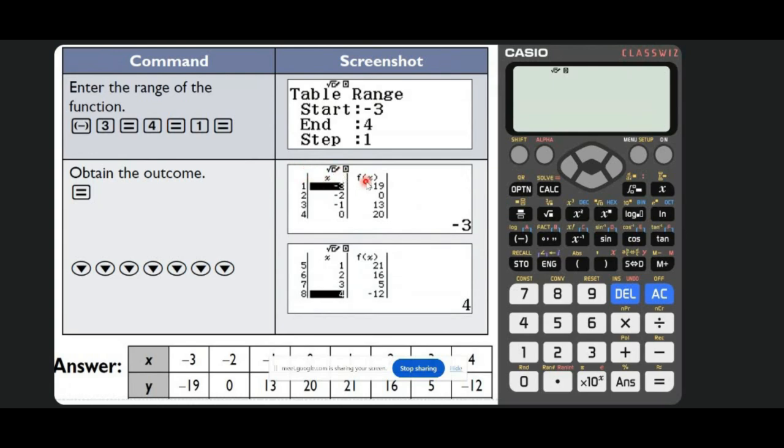So this x is the table given in the question. Then what you need to fill in is the y value, which is the f(x) value. For negative 3, the answer is negative 19. Negative 2, the answer is 0. So based on the answers given by your calculator, you can fill in the table here. Therefore, we no need to substitute one by one into the function and calculate one by one. So this is the fastest way to fill in the table for the quadratic function.